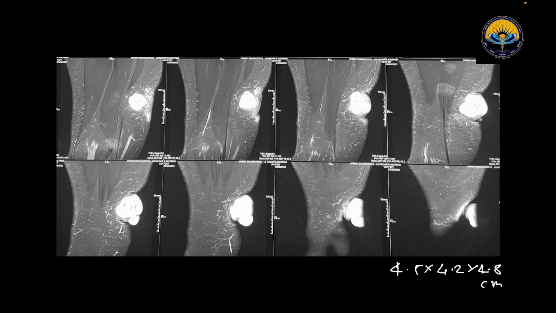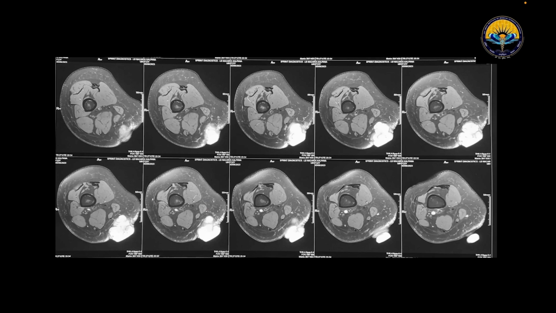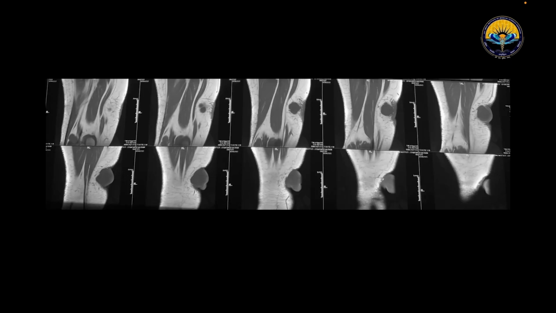That is consistent with our sonological finding, that this soft tissue lesion is in the subcutaneous plane only. We can see that this lesion is hyperintense on T2 weighted images. Now look over here, these are the axial sections and these are STIR sequences. Here we can see that the lesion is hyperintense. Now this is the T1 weighted image, and in the coronal plane the lesion elicits isointense signal to the muscle.